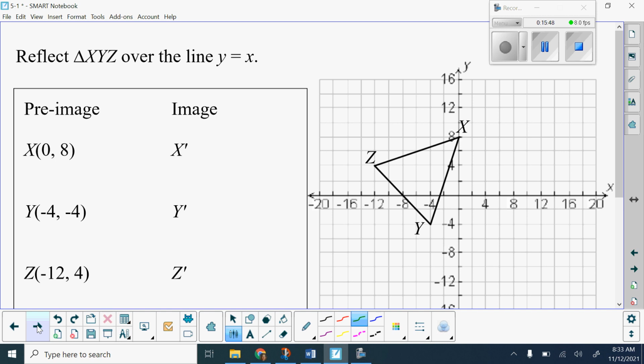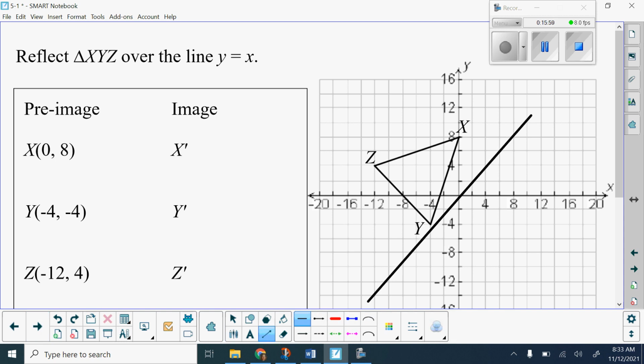All right, reflection over the line y equals x. This one's a little trickier to think about. But the line y equals x is the line that goes through the origin and has a slope of 1.